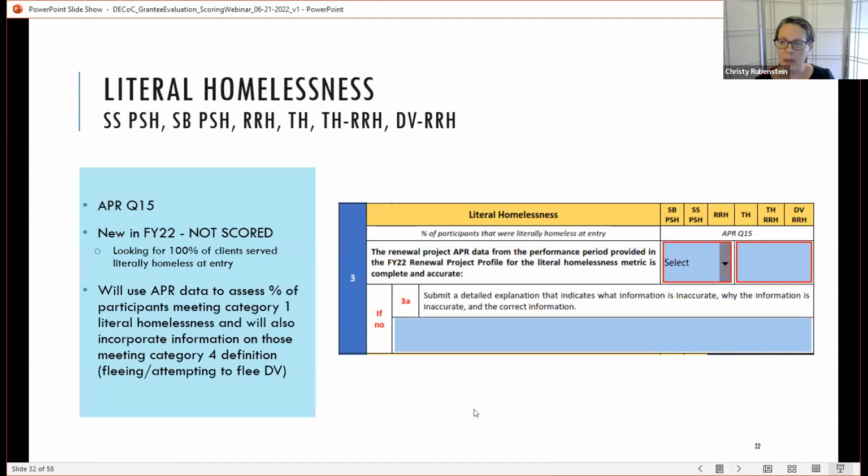Literal homelessness, again, all project types. This one is new and not scored. But our sort of preliminary outcome is to look for 100% of clients to be literally homeless at entry. We'll look at both the APR data on question 15 for literal homelessness, and also look to whether clients came in under category 4, which is fleeing or attempting to flee DV.